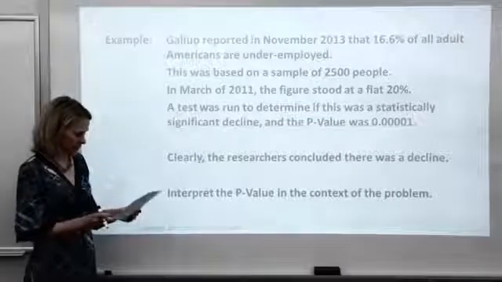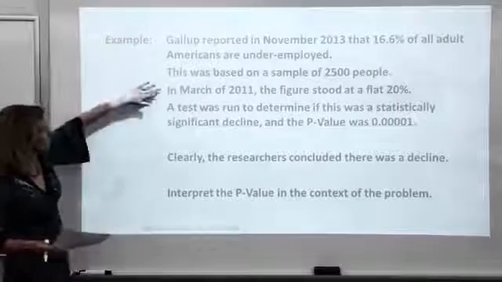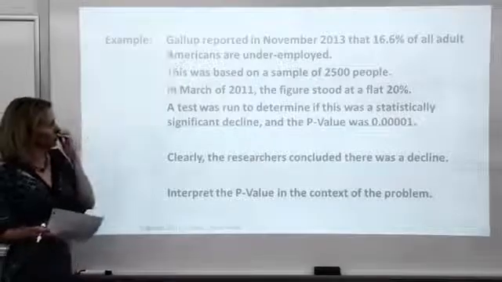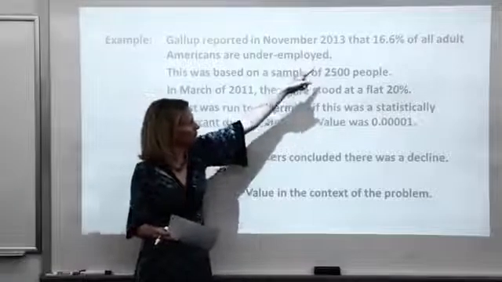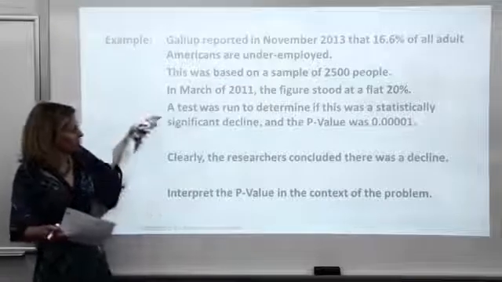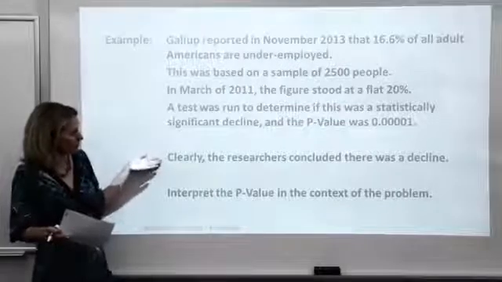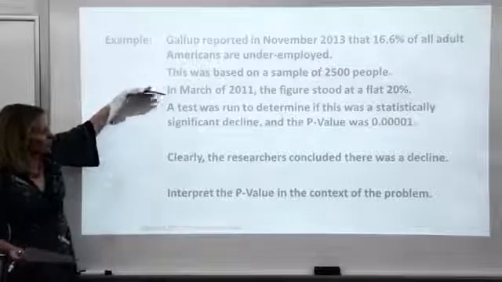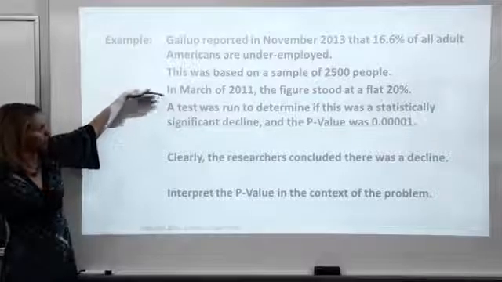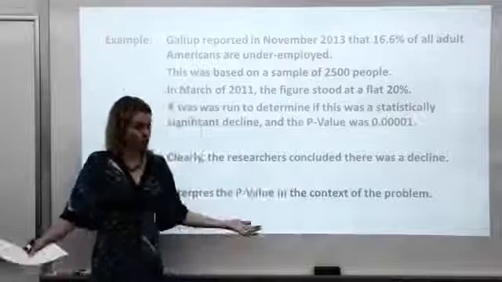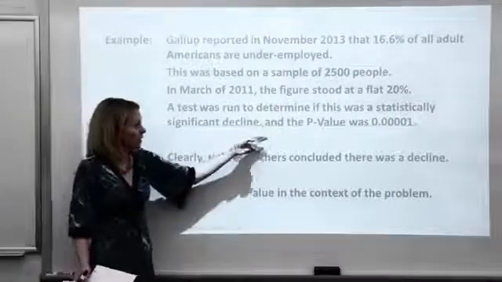All right. So in 2011, the percentage that were underemployed was 20%. Now we've moved on to November of 2013. We look at a sample of 2,500 people, and the percentage that are underemployed is now 16.6%. We were trying to see if that was a significant enough drop there. Based on our test, we got this incredibly small p-value, so we concluded that there was a decline. Interpreting that p-value, if it really is still 20% underemployed, how likely would you be to get a sample of 2,500 people where 16.6% of them are underemployed? You could get that kind of thing to happen, but how likely is that to happen? And that's what the p-value is. So let's just write this up in the context of the problem.